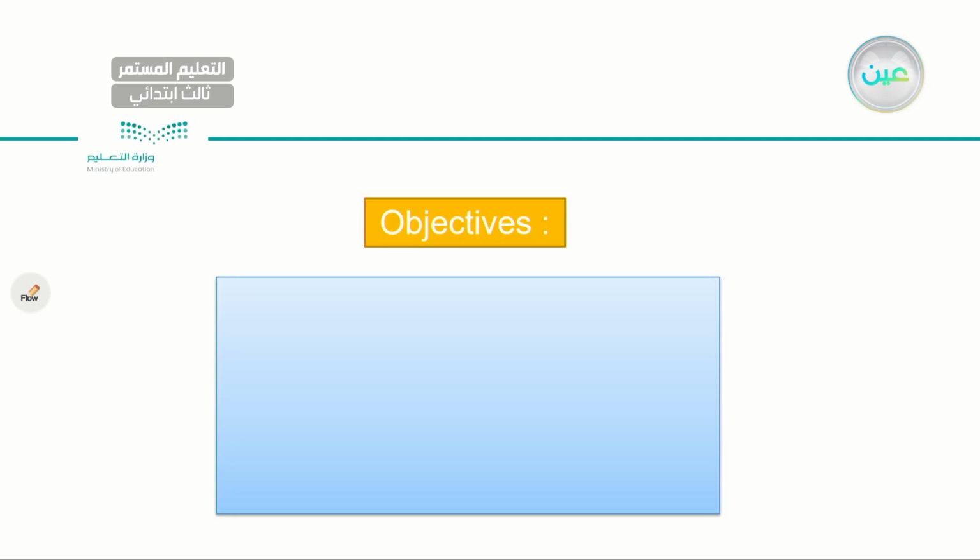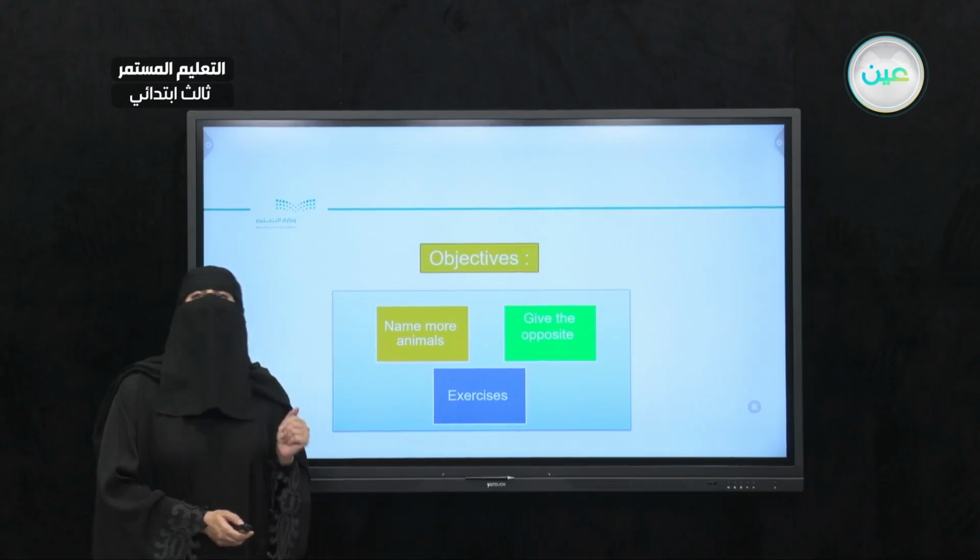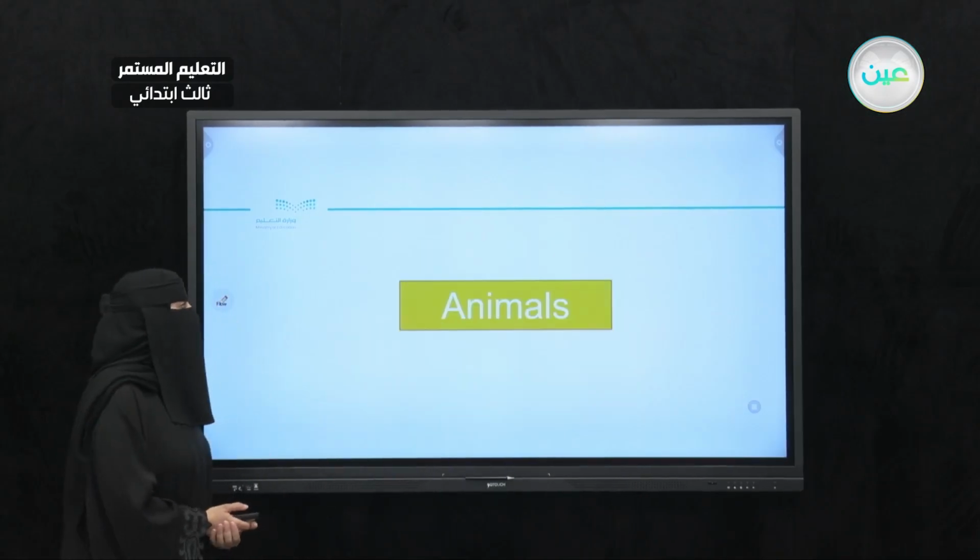By the end of the lesson, my dear student, inshallah, you will have all these objectives. We will be naming more animals, so you'll be able to name different kinds of animals. We will give the opposite, and for the opposite, here I'm talking about an adjective. We will give an adjective and we will give the opposite of that adjective. And of course, in order to do that, we need to do so many exercises. So make sure you have your books, notebook, and pencils ready, in case you need to take some notes.